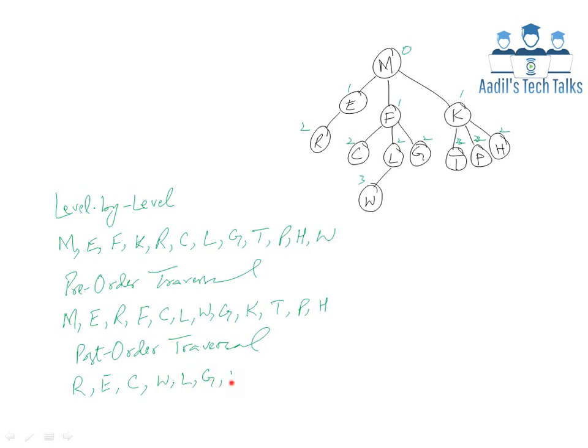Their parent node is F. The youngest brother of E and F is K, but K is the parent of T, P, and H. Their parent node is K, and the parent node of K is M.